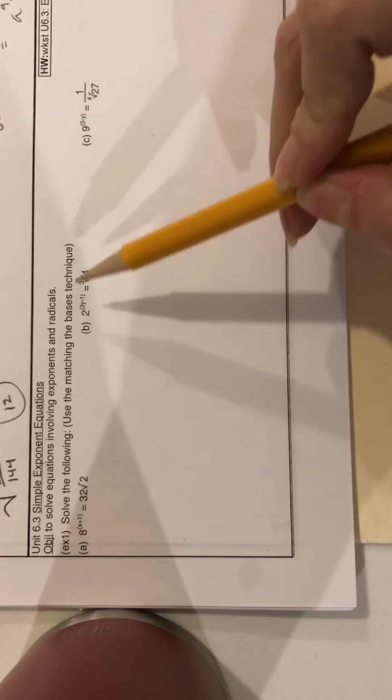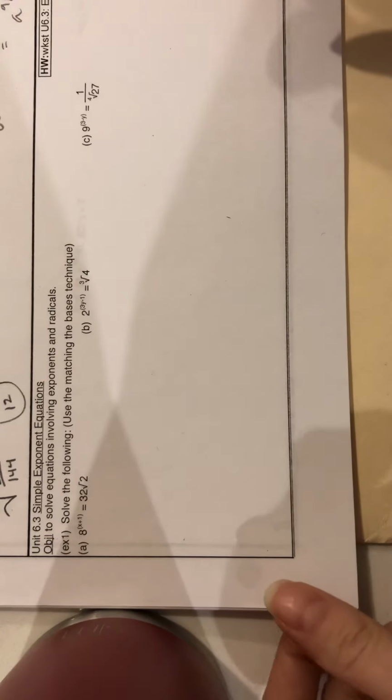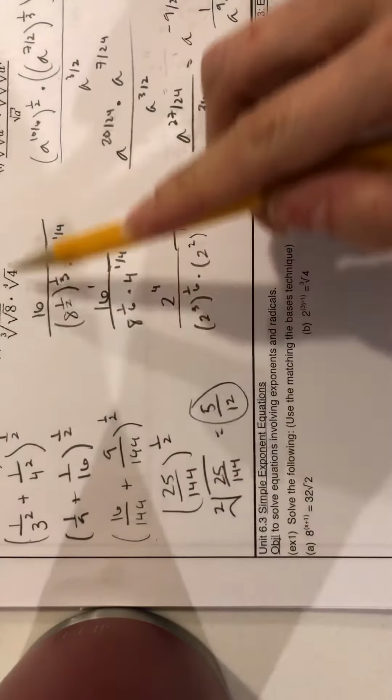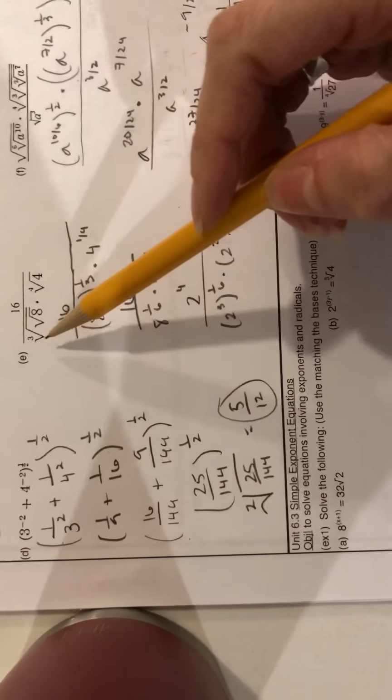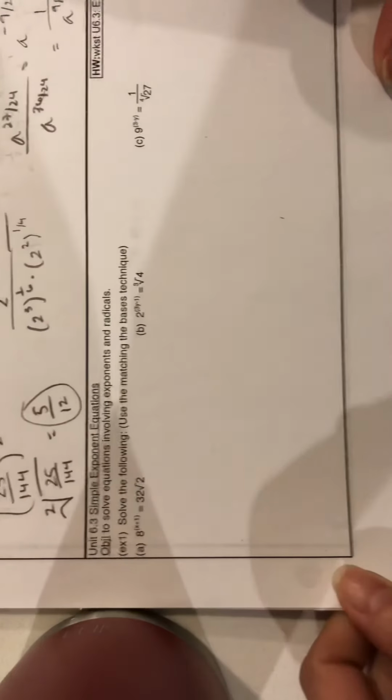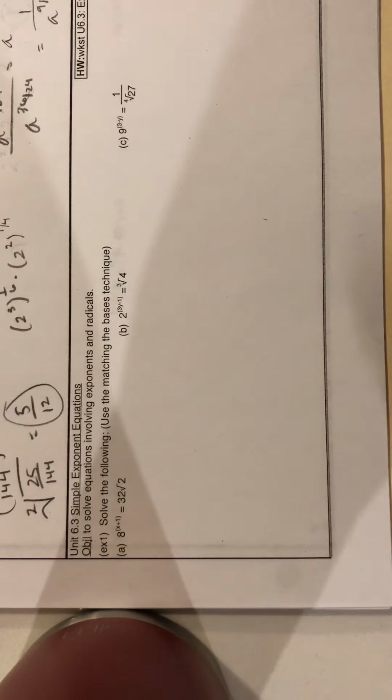So notice what we're asked to do. We're asked to solve the following equations, and the hint here is to use the matching basis technique. Now, we actually used that technique when we did E, in the do now, where we tried to get a common base of 2 across all the numbers. We're going to do the same thing here.